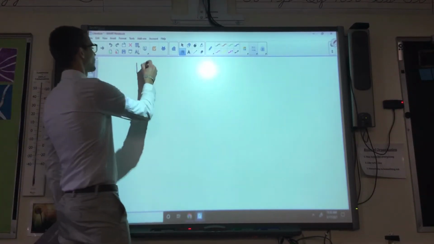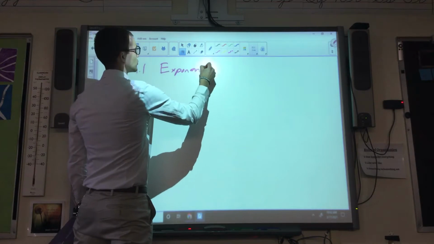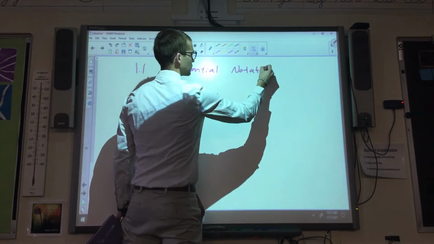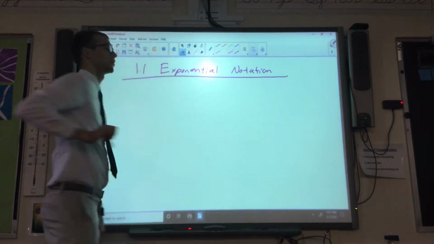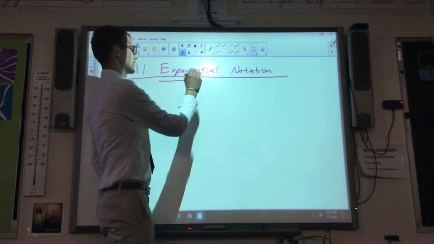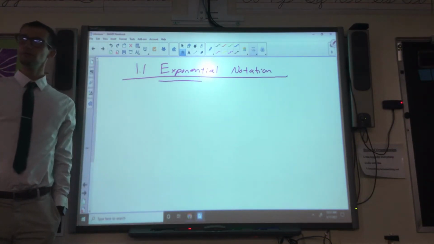Okay, so 1.1, exponential notation. So we've got to break down what that means first of all. What is the key word in exponential?